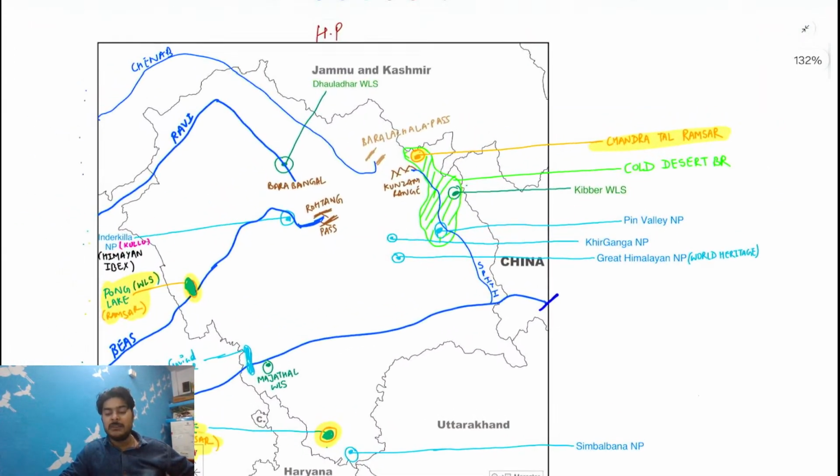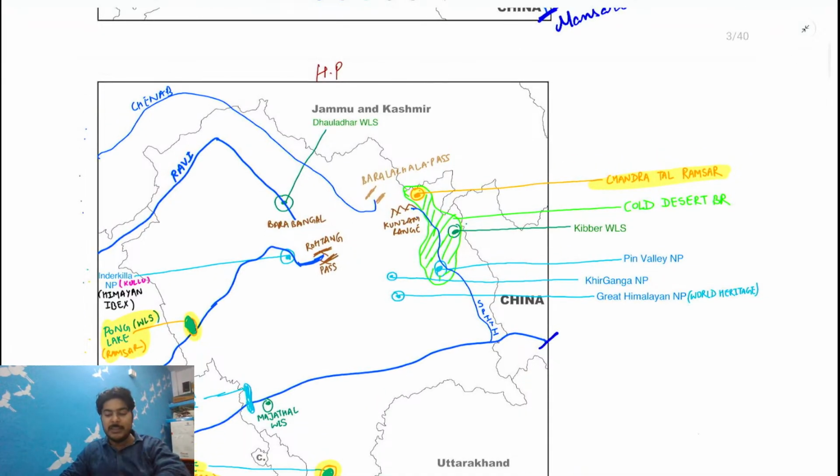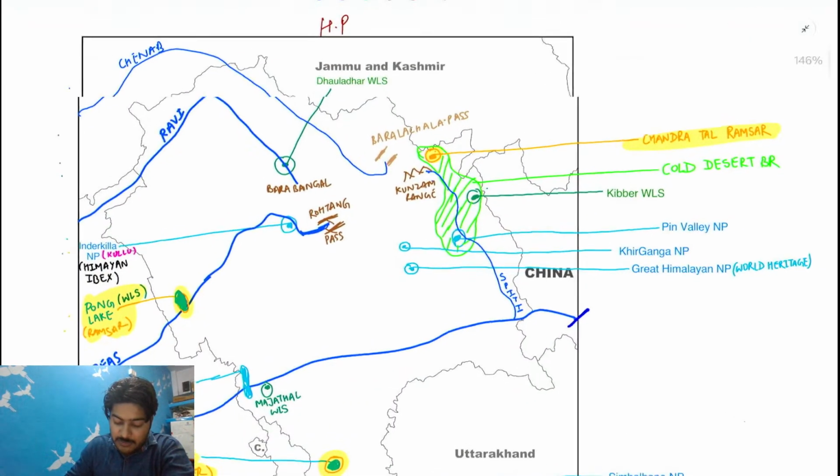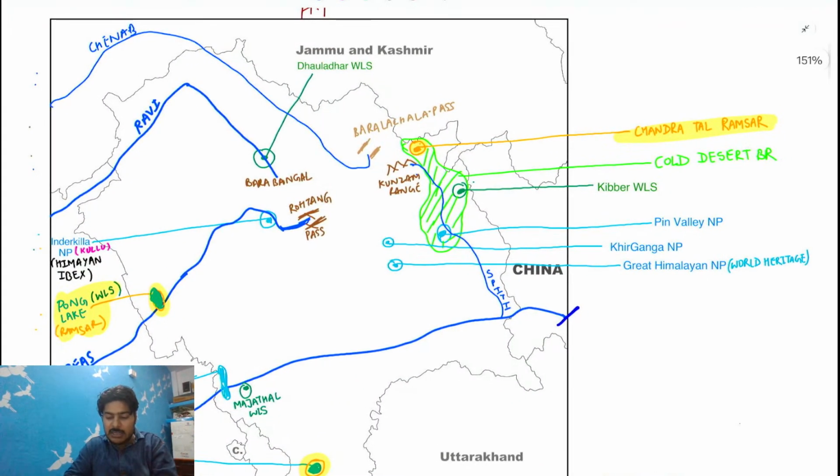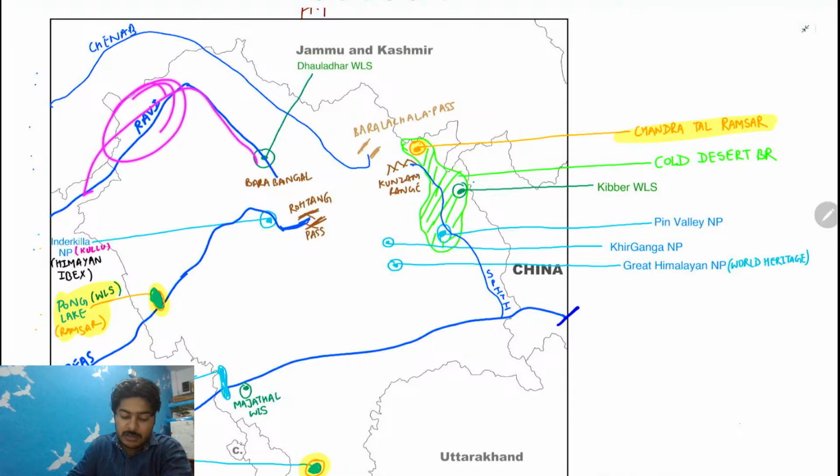Now, if you have any confusion, you may ask. Let me revise it also. So in Himachal, what have we seen? First, we have seen how many rivers are going through it. The Satluj is going, Beas is going, and then Ravi is also going.